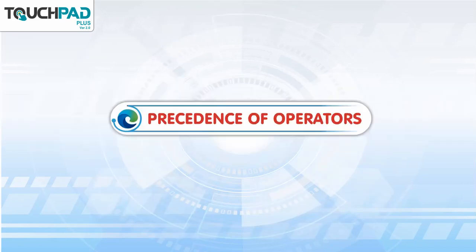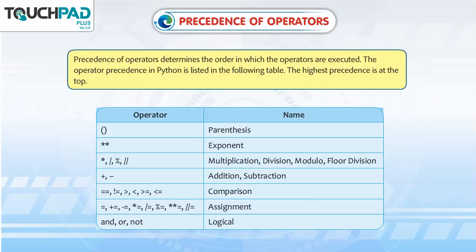Precedence of operators. Precedence of operators determines the order in which the operators are executed. The operator precedence in Python is listed in the following table. The highest precedence is at the top. Parenthesis, exponent, multiplication, division, modulo, floor division, addition, subtraction, comparison, assignment, logical.